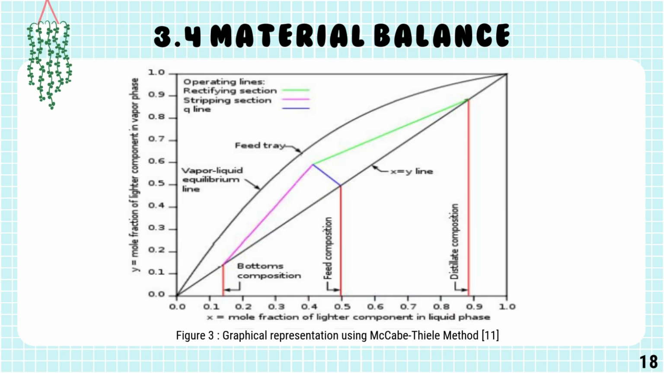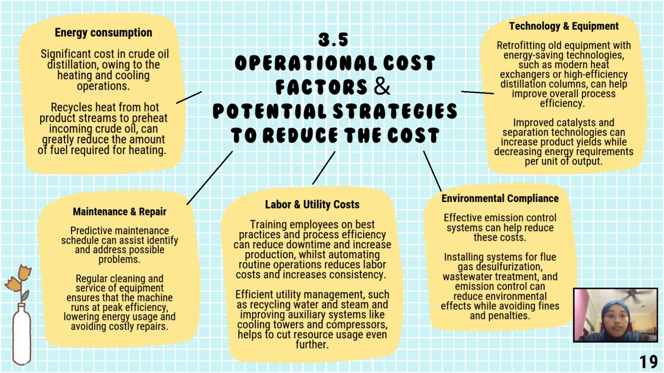After we have all the values of x and y in the equation, we can use them to plot the graph, and we will have 4 lines, which is operating line, stripping line, Q line, and rectifying operating line. So that's all.